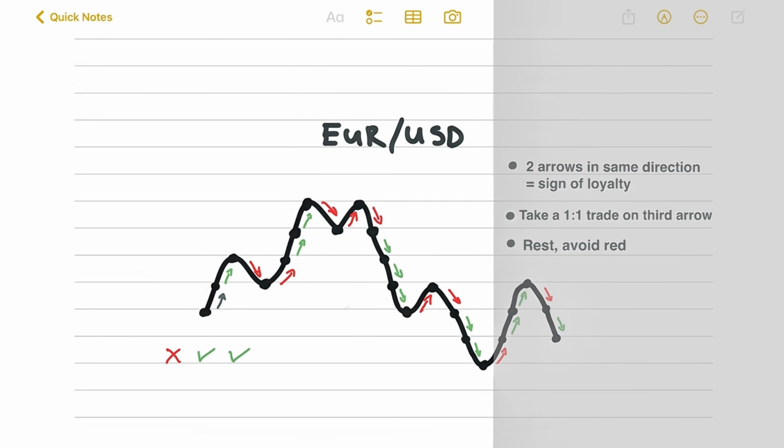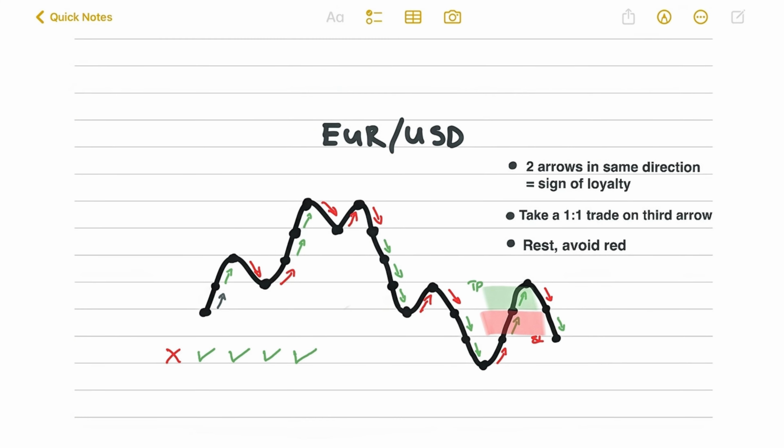The market here betrays again, two arrows in the same direction. So we take another trade here, our take profit here, and our stop loss here. We win this one as well. The market betrays here. This is a sign of resting. And then two arrows in the same direction again. So we take a trade here, a stop loss here, and a take profit here. And we win this one as well.